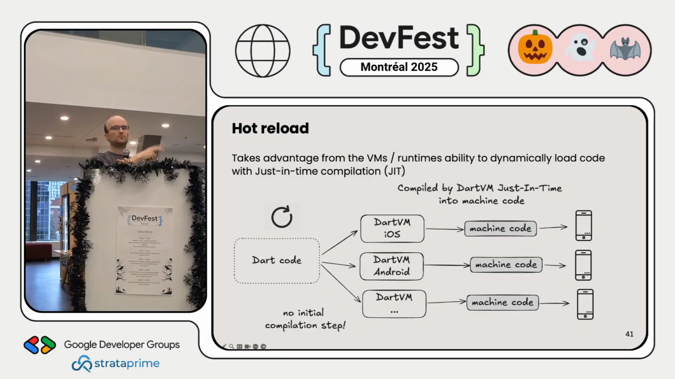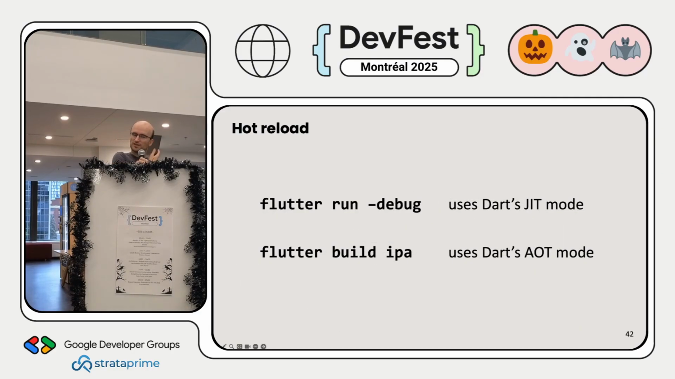You change a button in your code, and you can see it on your simulator or on your device instantly. So it's the just-in-time mode that enables that. When you run Flutter run debug, it will use Dart in JIT mode, which enables hot reload. If you do Flutter build IPA or bundle, it will use Dart in AOT mode, which will not have the hot reload functionality.